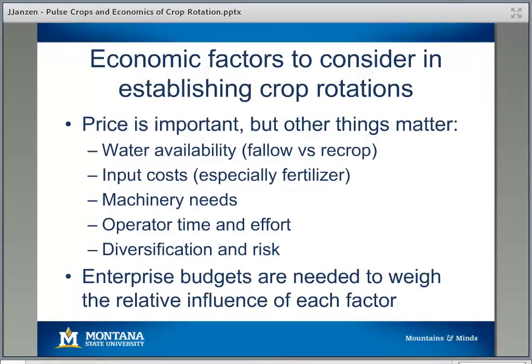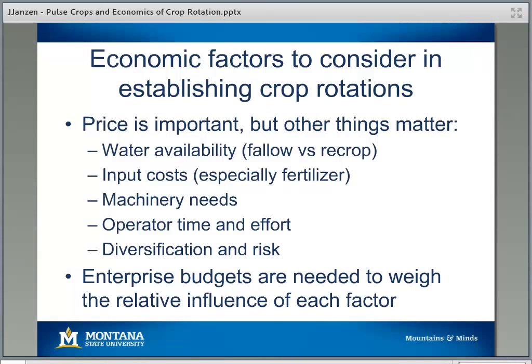pulse crops effectively. Finally, we're going to spend a little bit of time thinking about diversification and risk. So we know that pulse crop yields can be highly variable, but at the same time, they give us some opportunity for diversification. So not all of our eggs are in that wheat basket. When wheat returns are low, we might still get pretty good returns from pulse crops, and that can help offset some of the risk of any one crop in our rotation.